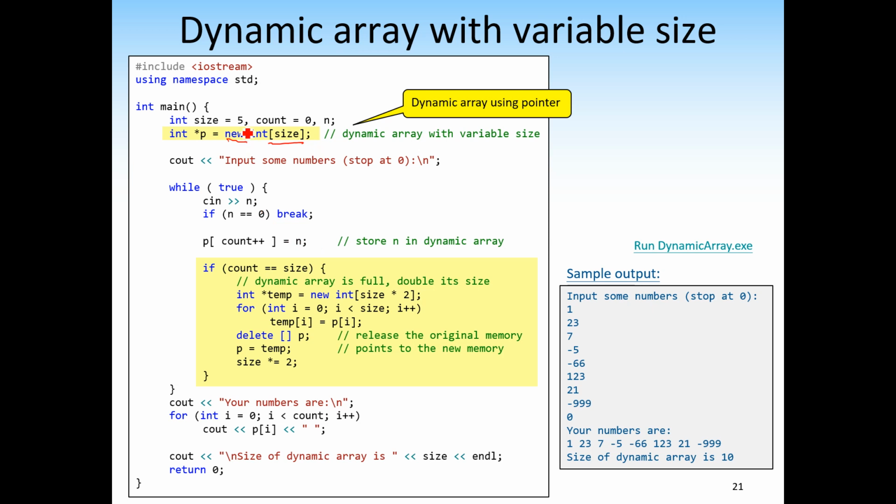So now, say for example, size equals 5, and then we allocate 5 for them. So now for P, there were 5 of them. We would like to input some numbers, stop at 0. We got the number. In case it's 0, then it is done. In case not, we just save it into the memory. And then after that, we save the counter.